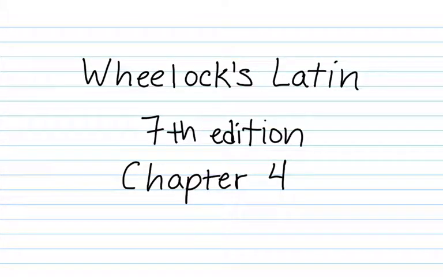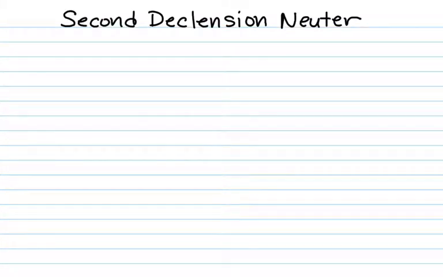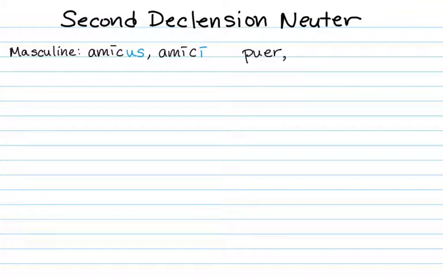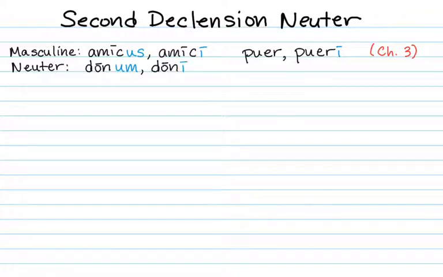Welcome to Wheelock's Latin, Chapter 4. In this chapter, we'll learn the second declension neuter endings. Let's review the second declension masculine endings. In the previous chapter, we used our sample nouns amicus, amici, and puer, pueri. For the neuter, we'll use our sample noun donum, doni.